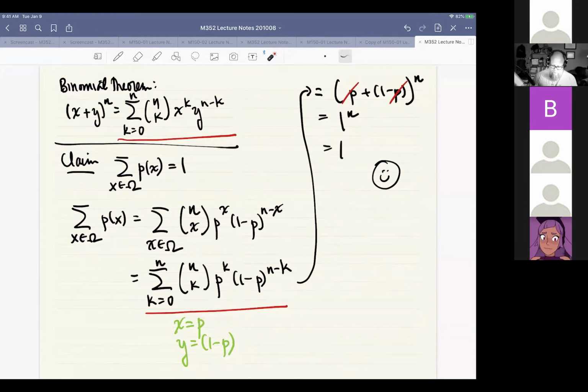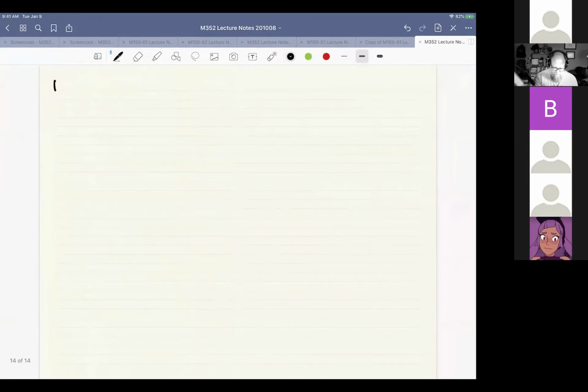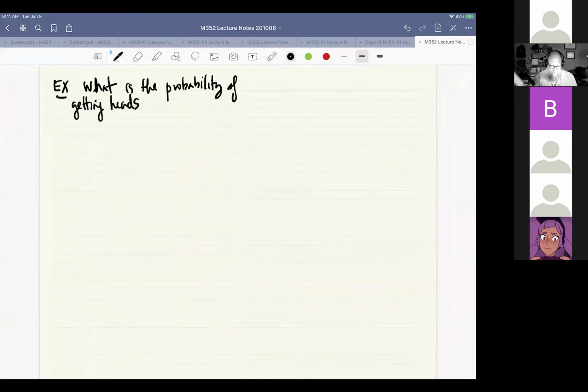So let's talk about Patrick's favorite example. Let's say we're flipping coins. What is the probability of getting heads exactly 4 times if I flip a coin 10 times?